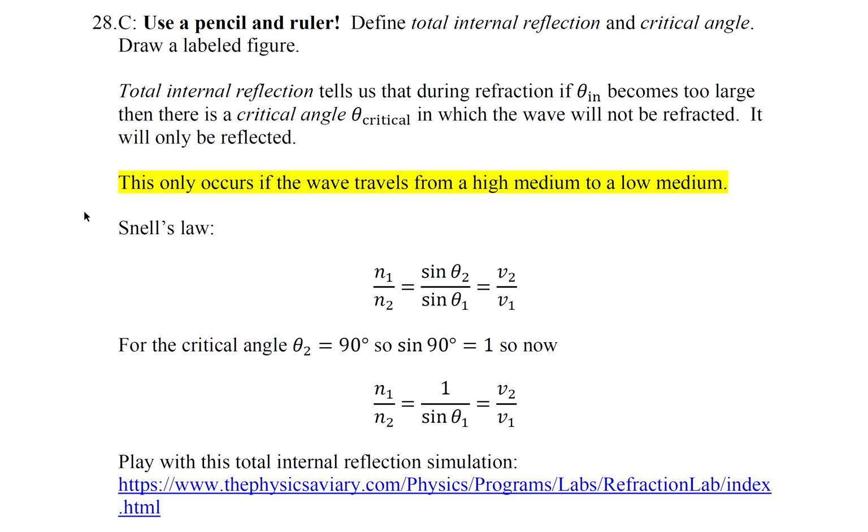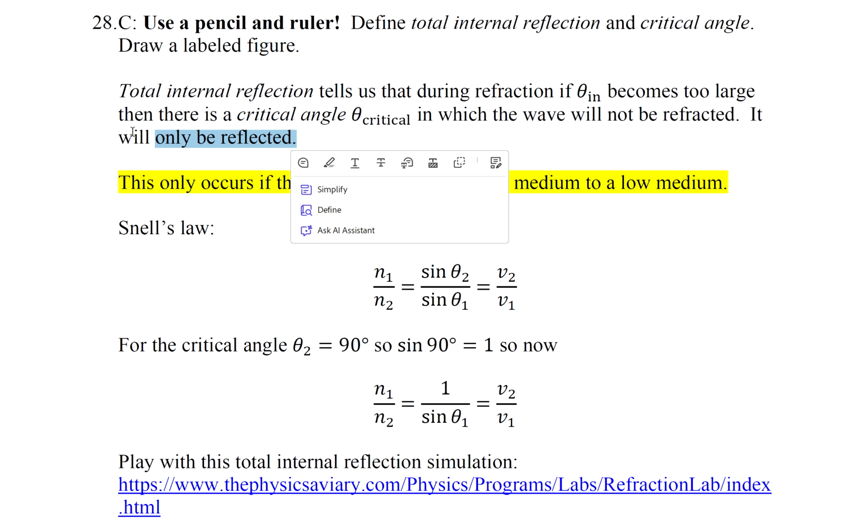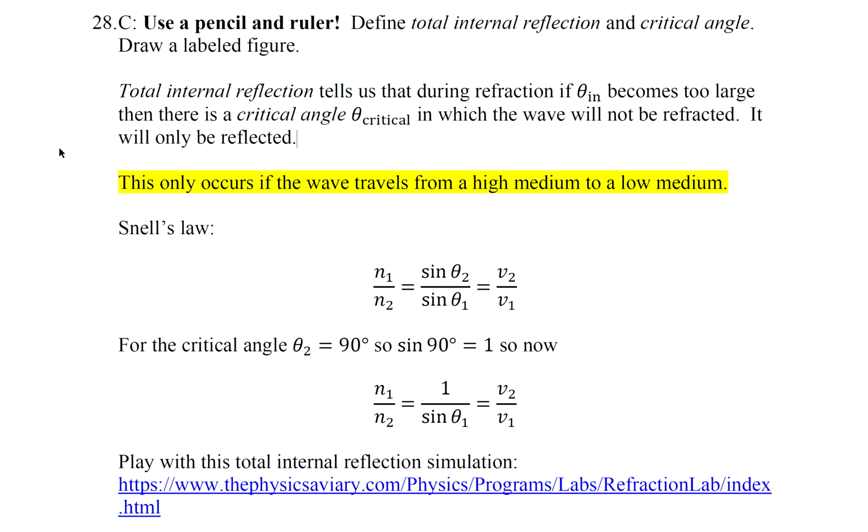Question 28. Define total internal reflection and critical angle. So total internal reflection tells us that during refraction, if theta in becomes too large, then there is a critical angle, theta critical, in which the wave will not be refracted, only reflected. This only occurs if the wave travels from a high medium to a low medium.